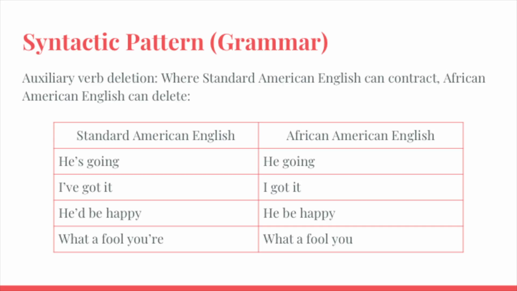All right, now on to syntactic patterns, which refer to grammar. In terms of auxiliary verb deletion, where standard American English uses contractions, AAE deletes. For example, "he's going" versus "he going," "I've got it" versus "I got it," and "he'd be happy" versus "he be happy."